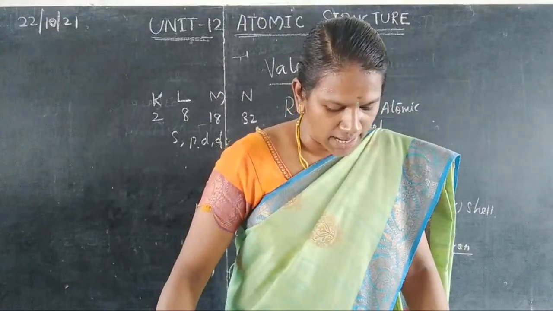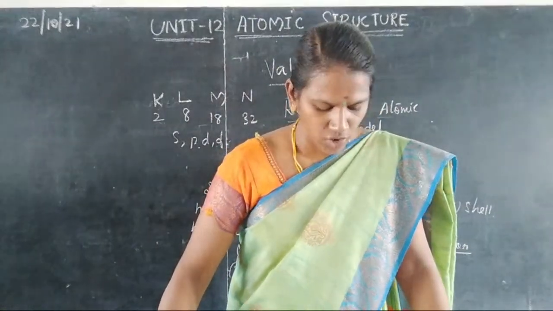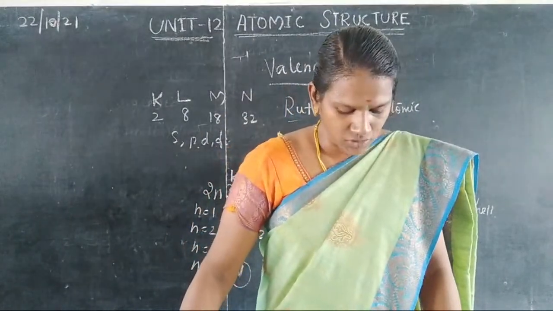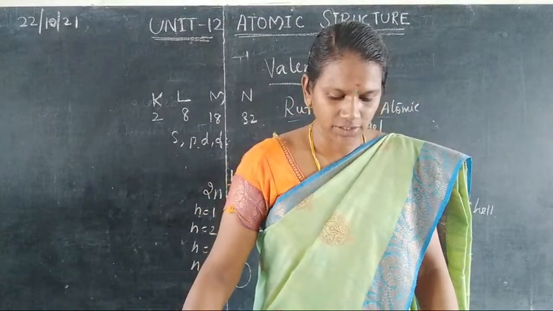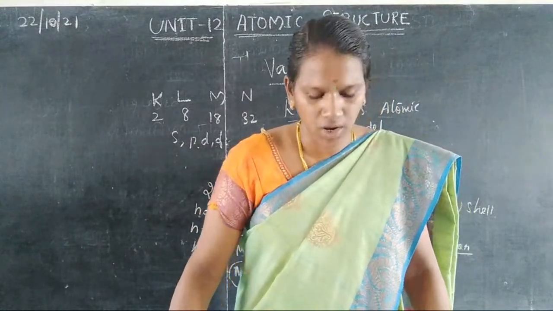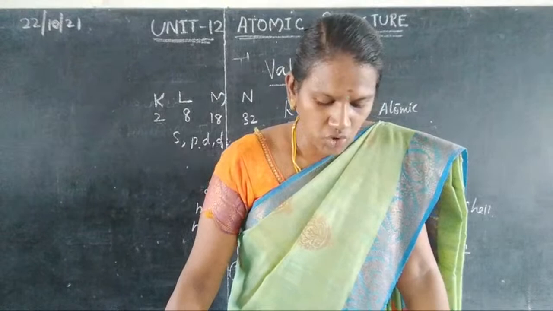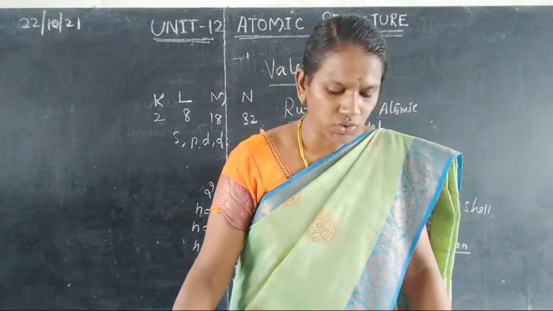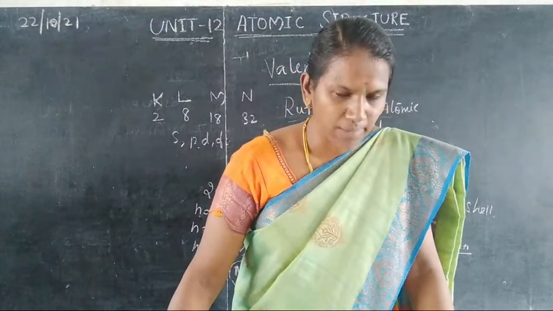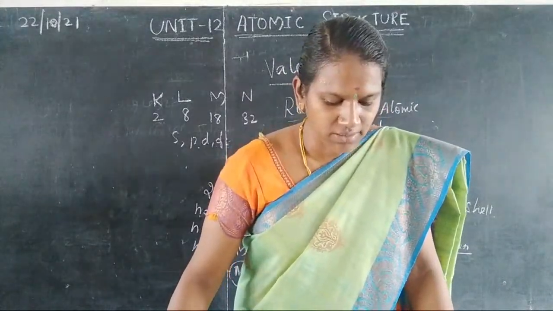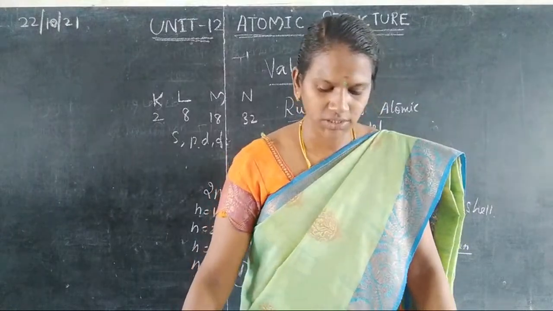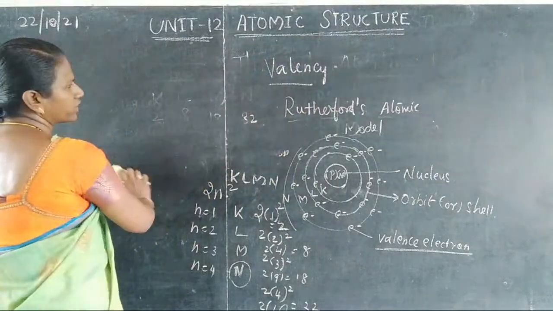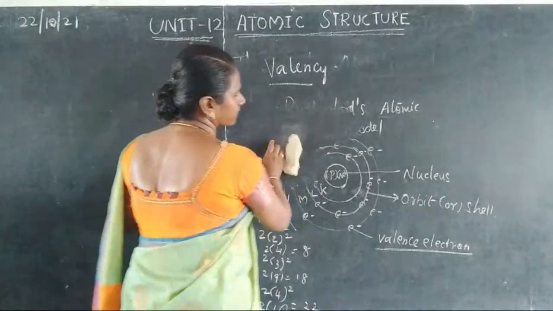Atoms of all elements will tend to have a stable electronic configuration. That is, they will tend to have either 2 electrons or 8 electrons, known as duplet or octet, in their outermost orbit. For example, helium has 2 electrons in the outermost orbit, and so it is chemically inert. Similarly, neon is chemically inert because it has 8 electrons in the outermost shell.